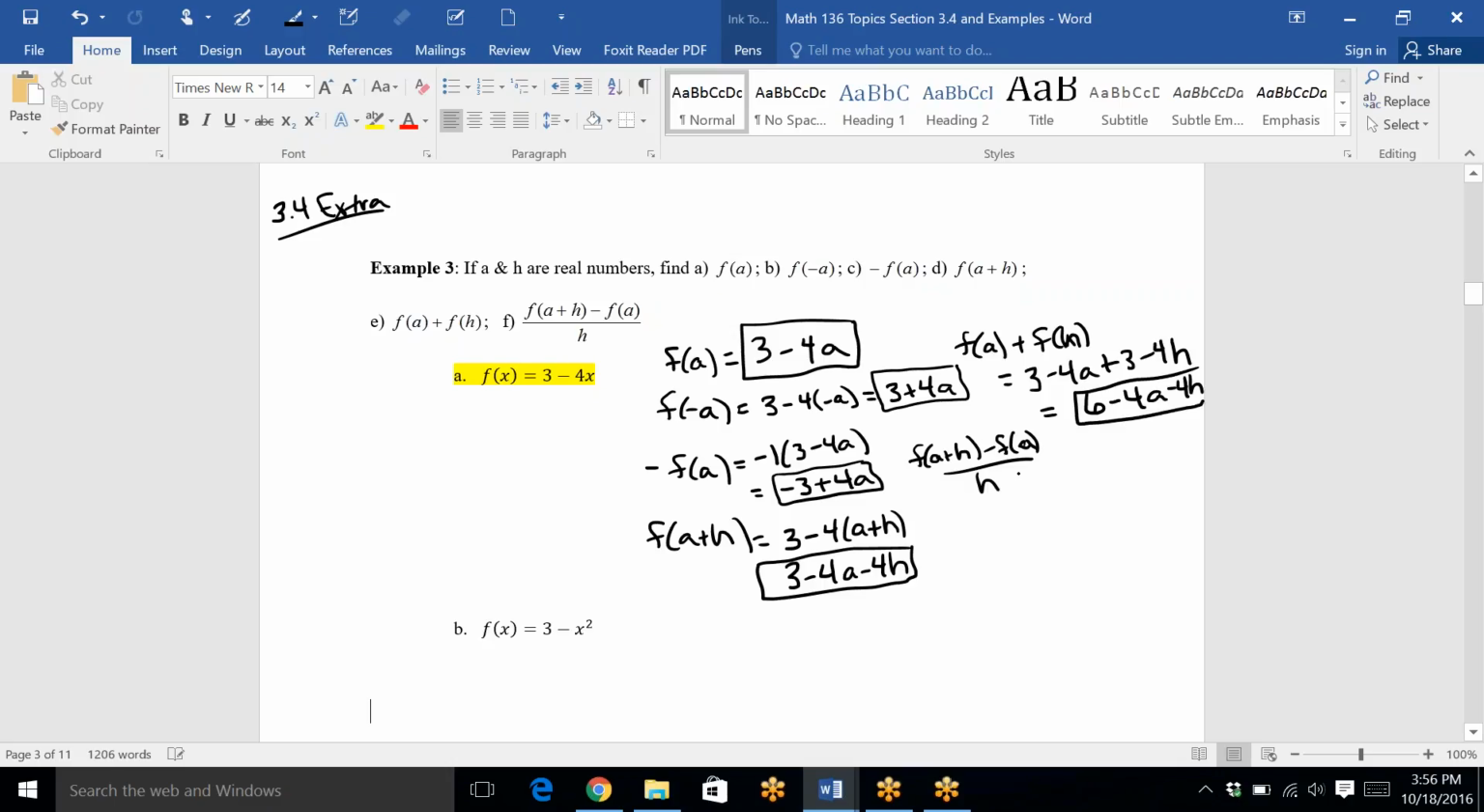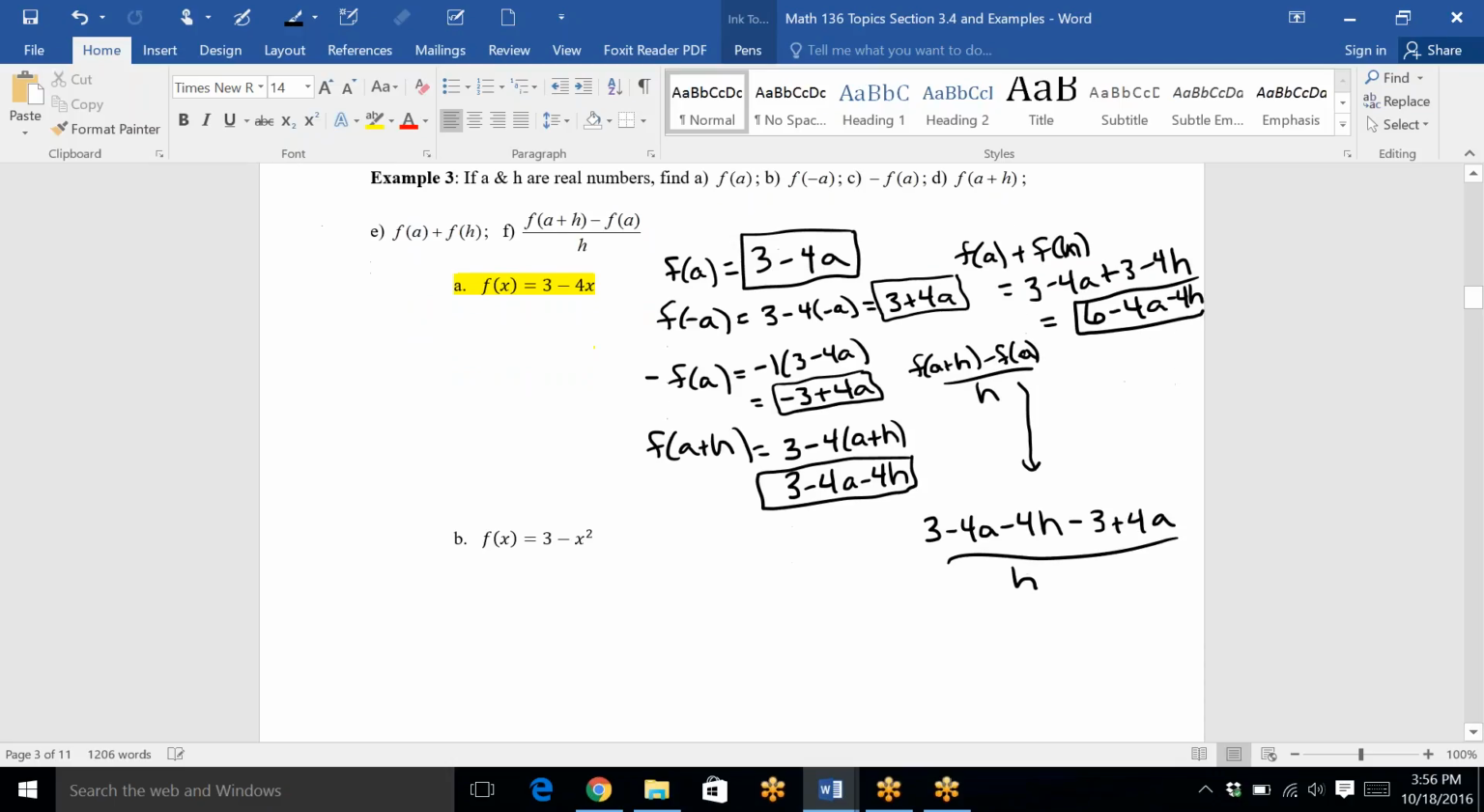And then this final one, I'm going to write it down here, actually give myself a little bit of room. This has already been done essentially. We did f of a plus h. That's this answer. Let's just bring that down. We did negative f of a, which was this one. So negative 3 plus 4a. Divide all of that by h. If you've done this correctly, some things should cancel out. So this is just negative 4h over h, or negative 4.